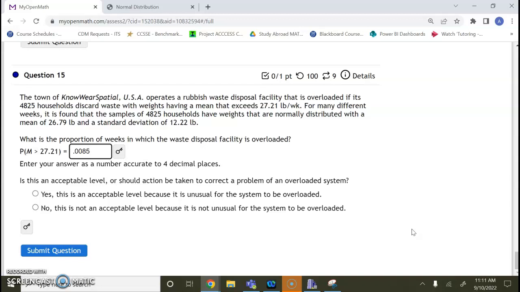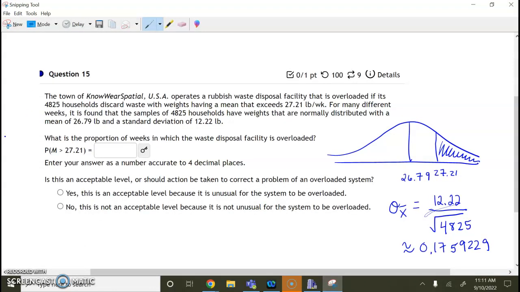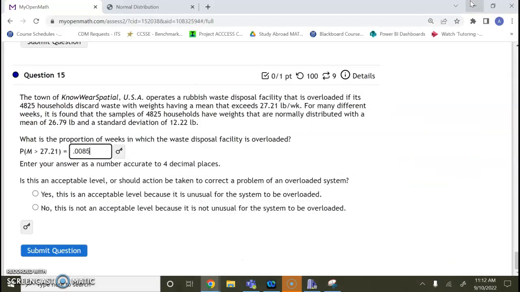If we think of this as a percentage, to change 0.0085 to a percent, I would multiply by 100, or as a lot of people think of it, move the decimal place twice to the right, which is 0.85%. So if we think about this in the big scheme of things, 0.85% is not even 1% of the time that the system is overloaded. So really, this is an acceptable level. It's less than 1% of the time.